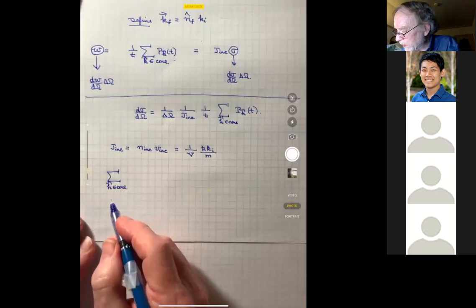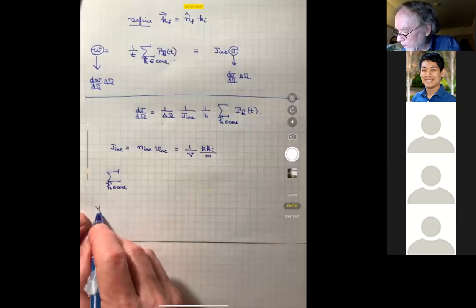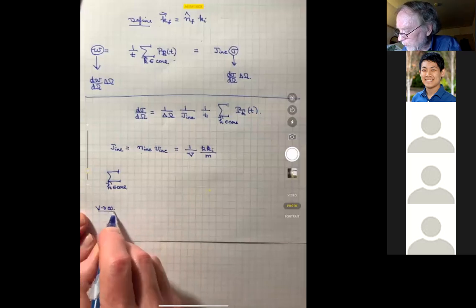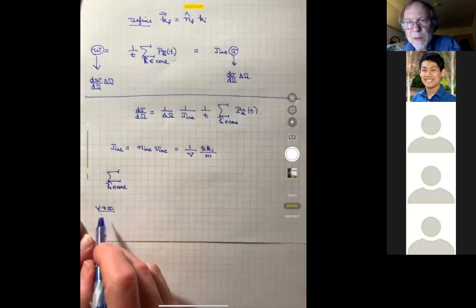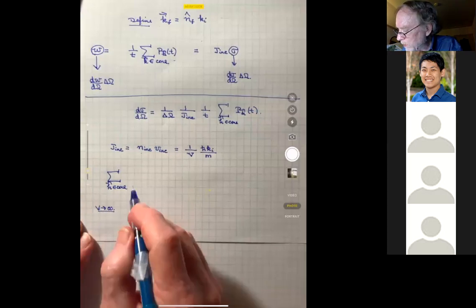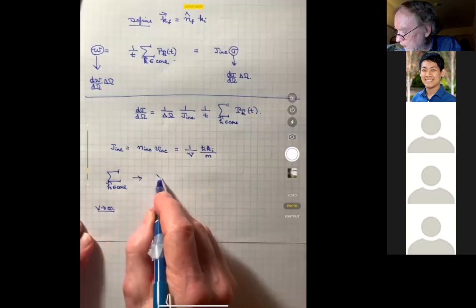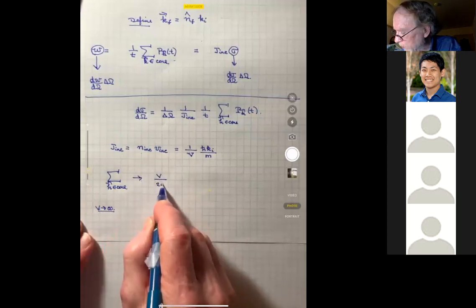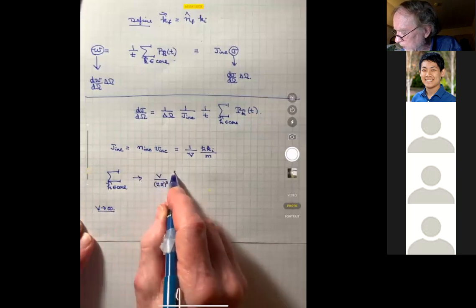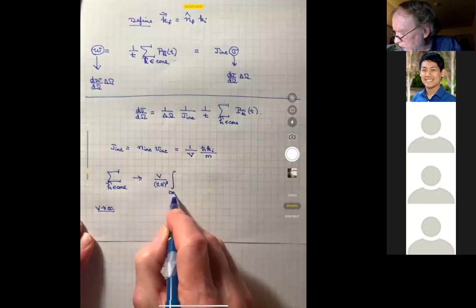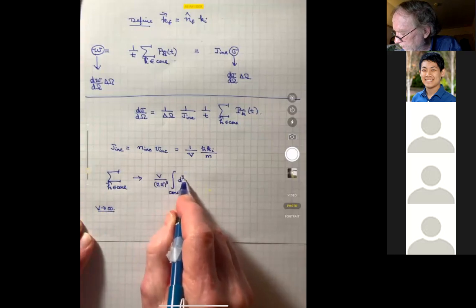We're going to be interested in the limit at which the volume goes to infinity. And when we do, the density of points in K space goes to infinity. So this can be replaced by the density of states, which is volume over 2 pi cubed in K space, times an integral over the cone, d cubed K.